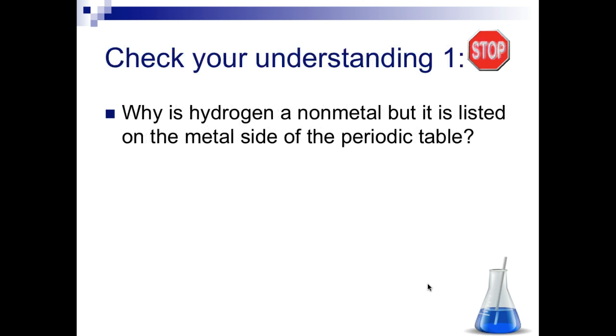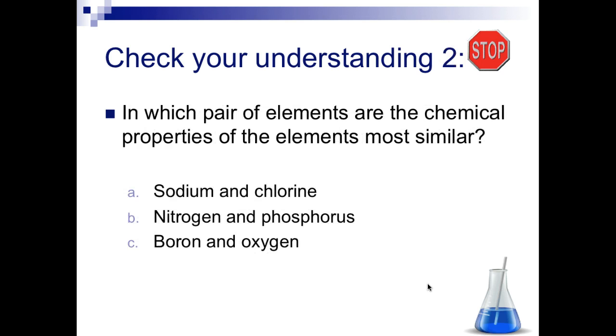Check your understanding. Why is hydrogen a nonmetal but is listed on the metal side of the periodic table? I want you to think about this and try to answer this in your notes, and we're going to talk about this first thing tomorrow in class. Check your understanding 2. In which pair of elements are the chemical properties of the elements most similar? Sodium and chlorine, nitrogen and phosphorus, boron and oxygen. Again, answer this in your packet, and we'll talk about this first thing tomorrow.